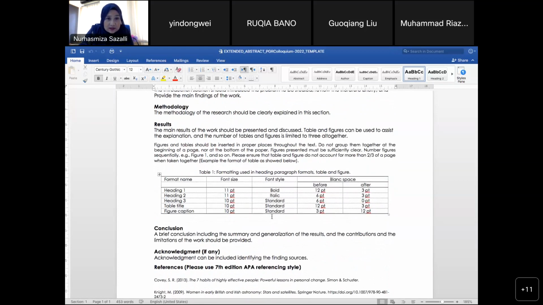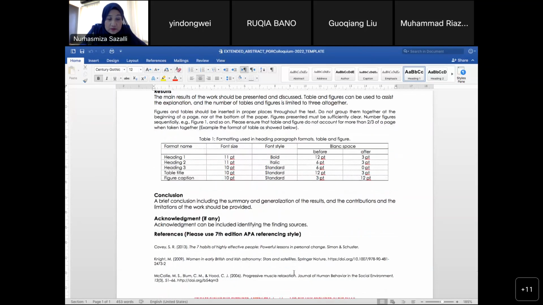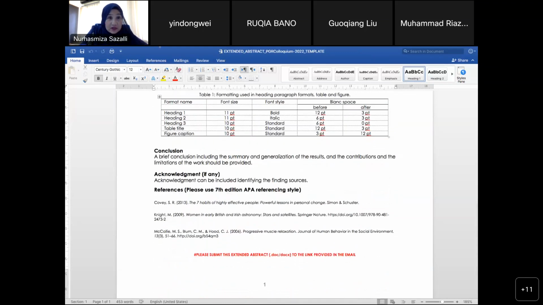Okay. A brief conclusion including the summary and generalization of the results, and the contribution and the limitation of the work should be provided. And then you have acknowledgement, and then the references. So please remember, when you do referencing here, you have to use the 7th edition of APA referencing style. Okay, and that's it. Finish.